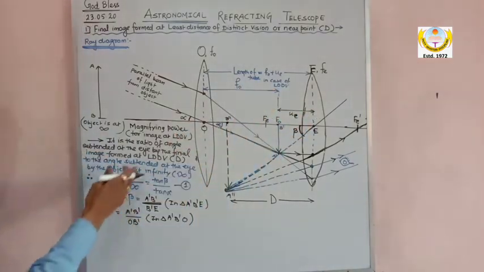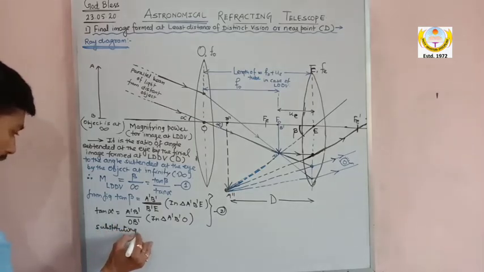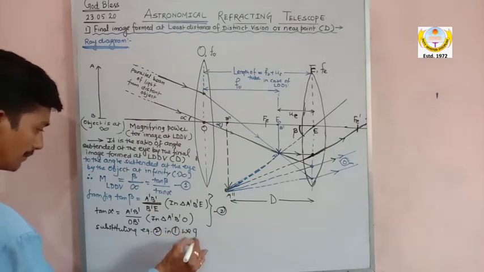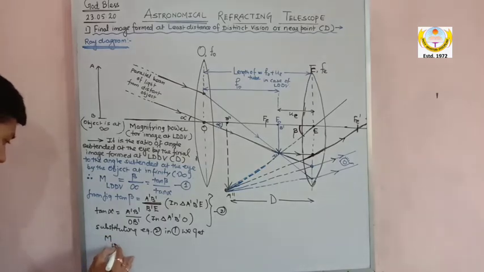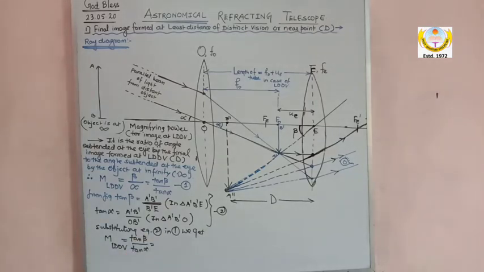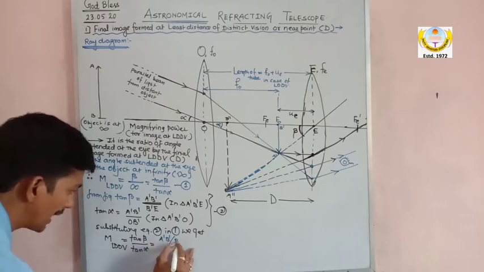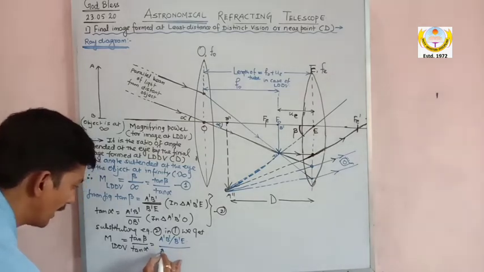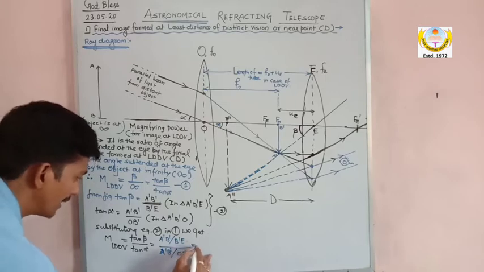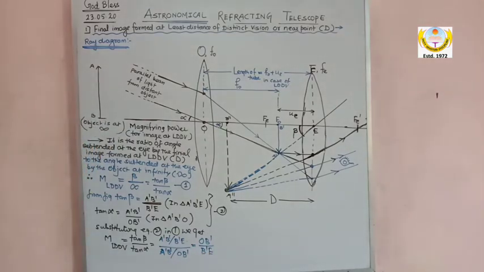Now, my dear, if I put this as equation number 2, then substituting equation 2 in 1, we get the magnifying power at LDDV, the least distance of distinct vision, equal to tan beta upon tan alpha, and that is equal to A'B' upon B'E whole divided by A'B' upon OB', and this will give me OB' divided by B'E.